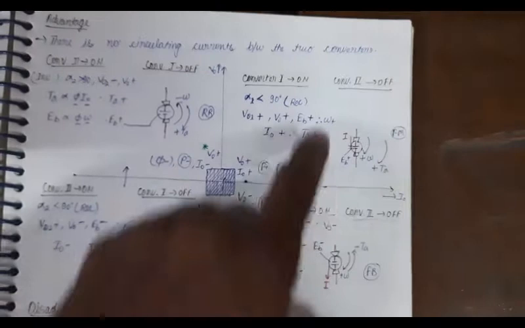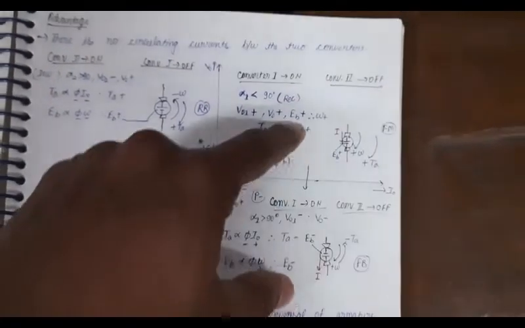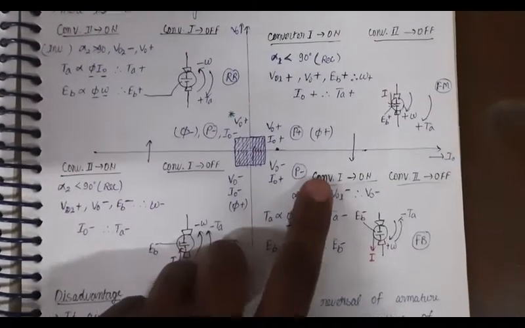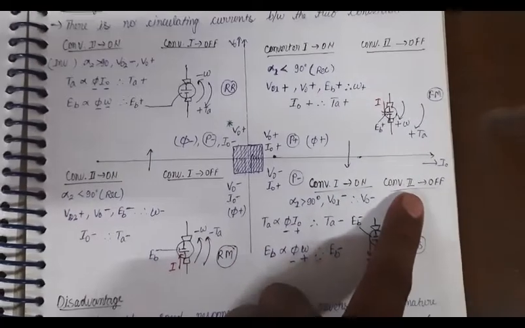In the second quadrant, we will see. Sorry, in the fourth quadrant. Actually, this goes in this way. So this will be in forward braking mode. In forward braking mode, what will happen? Only converter 1 is on, while converter 2 is still kept off in this one also.